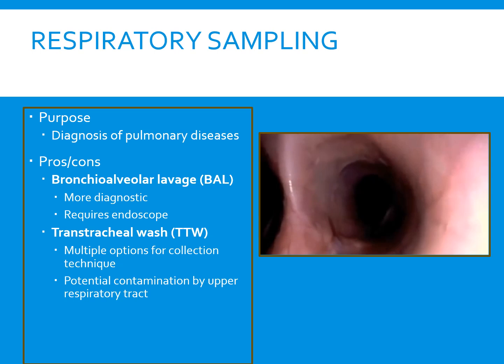It can be done with a catheter passed through an endotracheal tube in an anesthetized animal, which is referred to as an orotracheal approach. It can be done through the nasal passages, which is referred to as nasotracheal, or through the skin and trachea, which is referred to as percutaneous approach. So there are more options with the transtracheal wash. However, there's more potential for contamination.